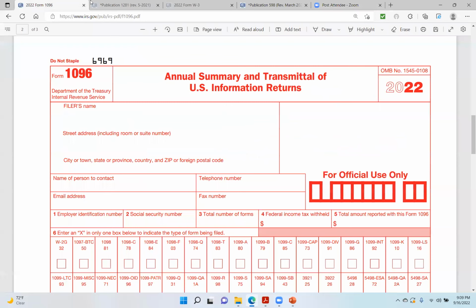I have all of the documents queued up for you, so I'm going to pull that up. And this is a Form 1096, and this is what you have to use if you meet that criteria.